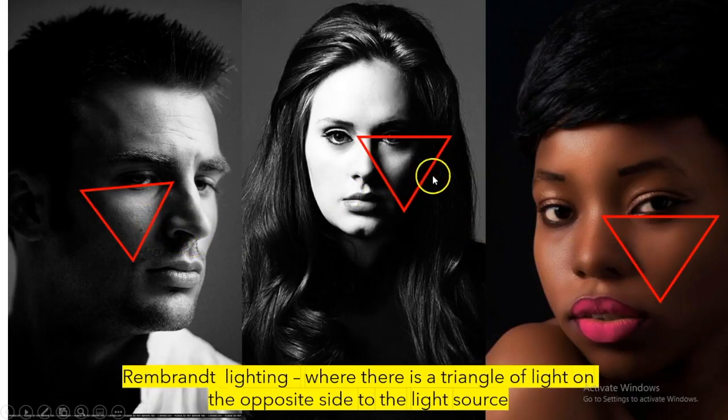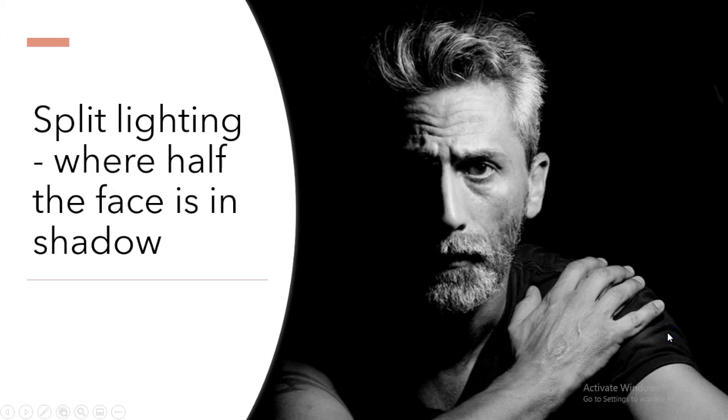These are three examples of Rembrandt light on different skins and different genders. So there's a triangle of light here, triangle of light there, and a triangle of light here. And that's what you're trying to get on your Rembrandt light. And then this is split lighting. When I was researching this, a lot of the split lighting portraits are done in black and white. This one just stands out, it's really dramatic.